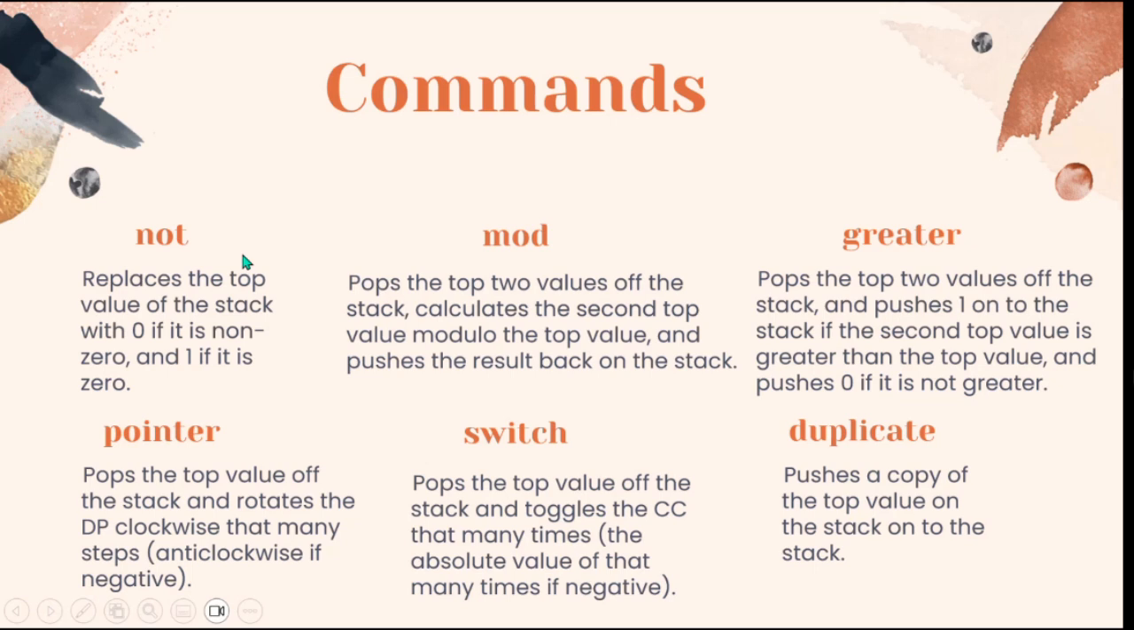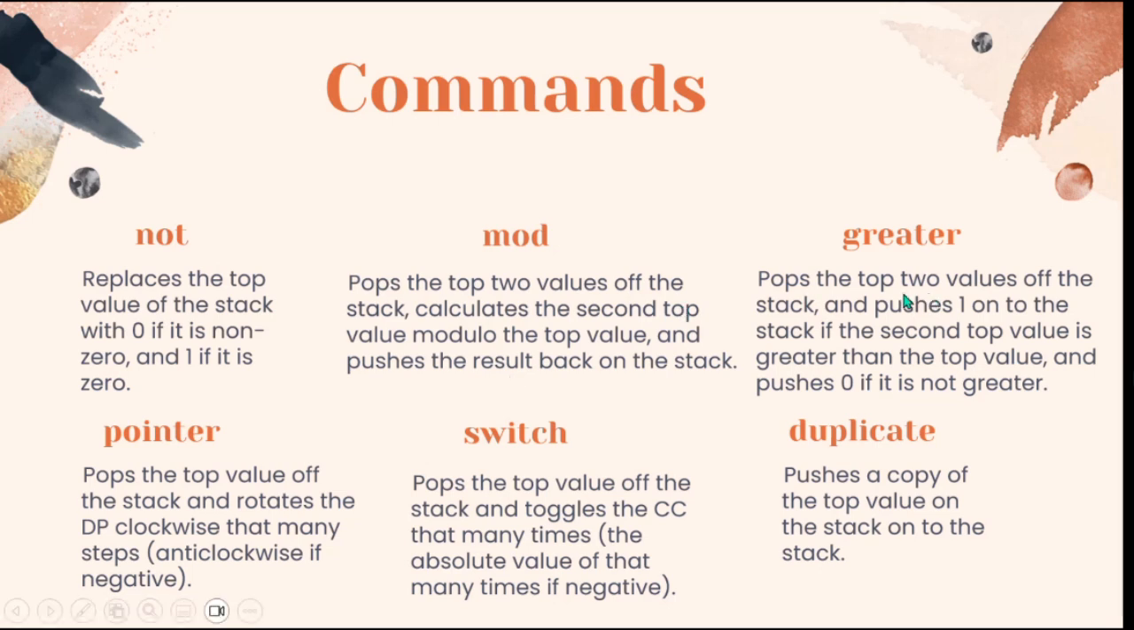Not is interesting because later on we'll see when we combine it with another instruction, we can define a loop. So basically not replaces the top value of the stack with 0 if it is non-zero and 1 if it is 0. It's like the opposite of the not that we know. Mod, like the previous ones, like add, subtract, multiply and divide, pops the two values of the stack, calculates the second top value modulo the top value, and pushes the result back to the stack.